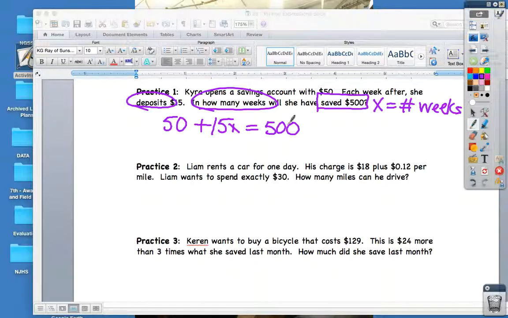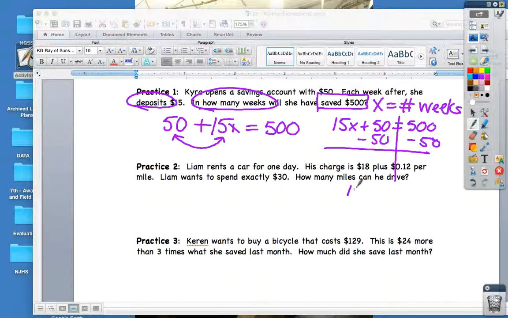Okay? So our FSA standard says we want it written where there's a variable and how the numbers relate to that variable. This is a two-step equation, isn't it? We can all solve two-step equations. I'm going to switch these two around just because it's easier to handle. So 15x plus 50 equals $500. $15 a week plus the $50 we already have equals $500. So we're going to subtract 50 from both sides.